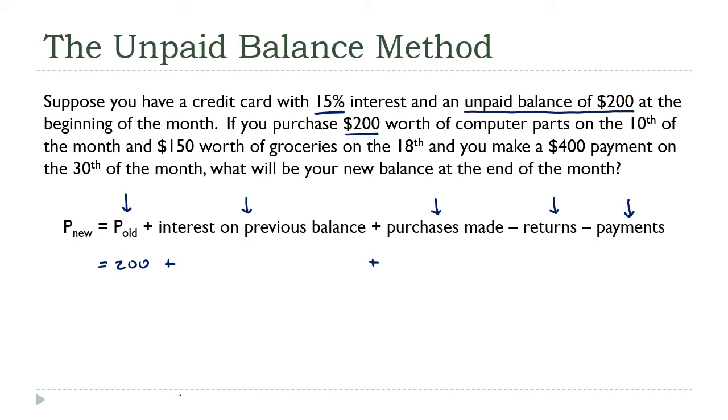You made a $200 purchase here, on the 10th of the month, and a $150 purchase here, and that's it. So there was a total of $350 worth of purchases. There were no returns, and you made a $400 payment.